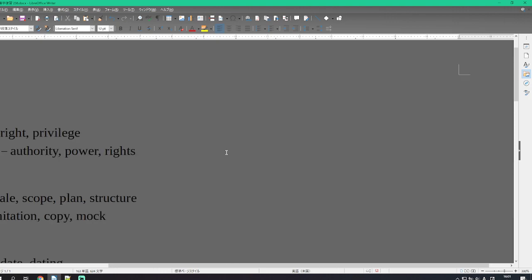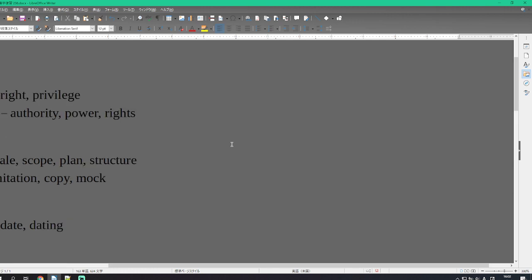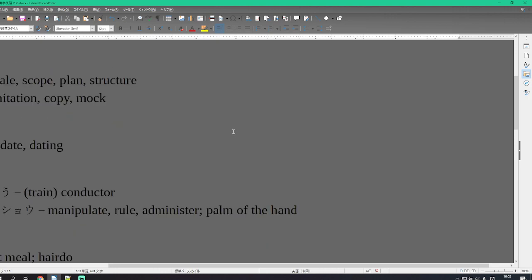A scale, scope, plan, or structure is a kibo, ki on the left side for a standard measurement, and bo on the right for imitation of it, with the tree being imitated by the large growing grass. Kibo is a scale, scope, plan, or structure. A date or a dating of something is a hizuke, hi on the left side for a date, and zuke on the right for attaching, date or dating something.